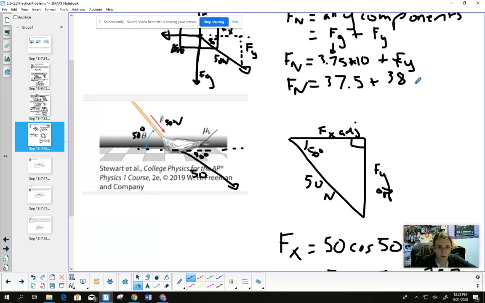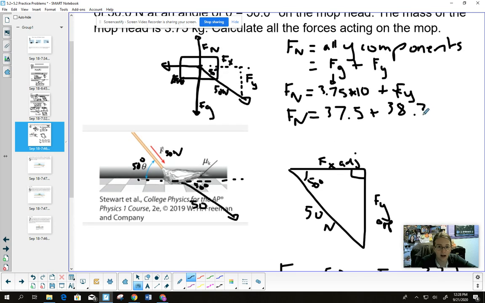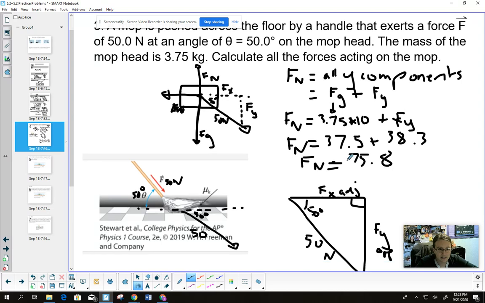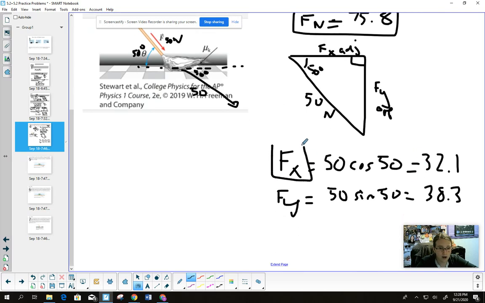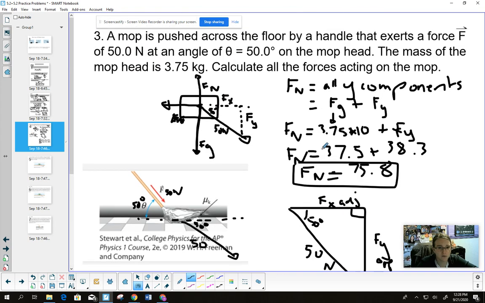So my normal force, again, because I'm pushing down on the ground, has to push back harder. And that's what the normal force is. How hard is the ground pushing back at you? 75.8. So that is, again, our normal force. We already found the x and y components, and we also found the force of gravity. So those are all the forces acting on it, minus the friction force. We're going to calculate that later.